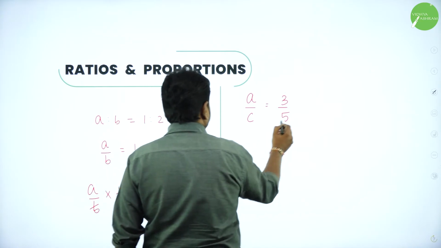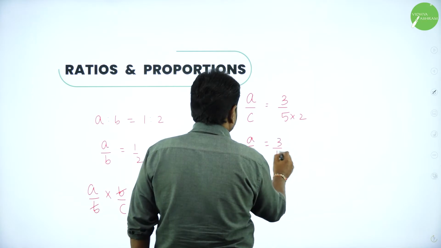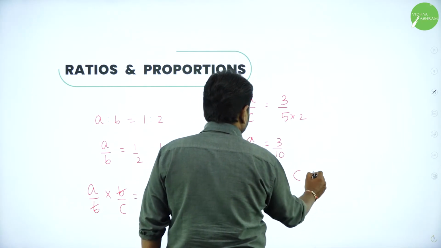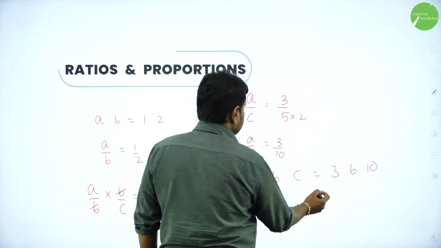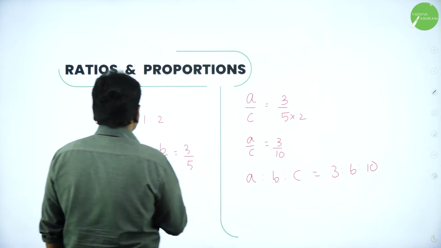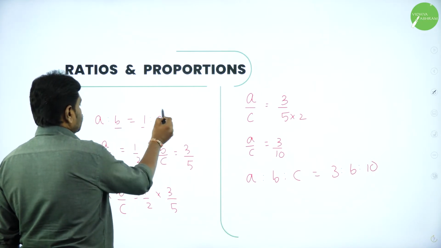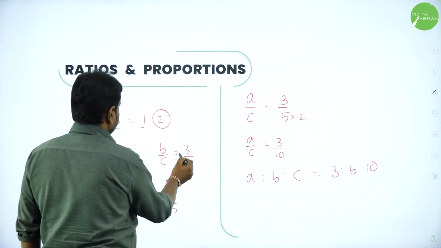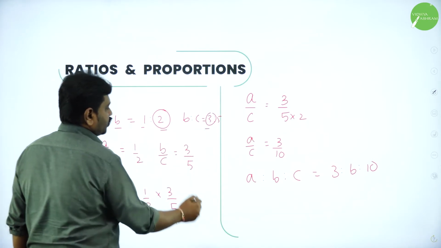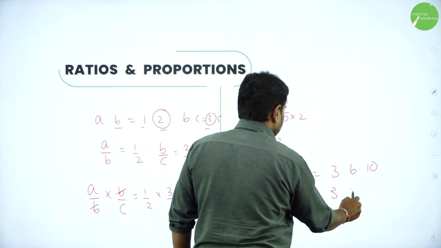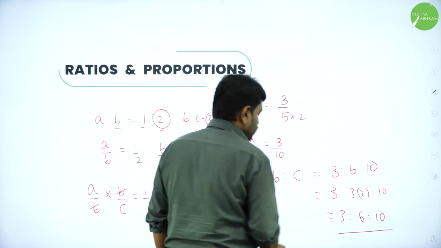So 3 ones are 3, 2 5s are 10. A by C we get 3 by 10. So A is to B is to C is 3 is to B is to 10, because A is 3 and C is 10 now. B is what we multiplied. So multiply the B values. In the first case the B value is the second value: A is 1, B is 2. In the second case, B is the first value: in B is to C they give 3 is to 5. So multiply these two, 3 2s are 6. So that is 3 is to 6 is to 10 is the ratio A is to B is to C.